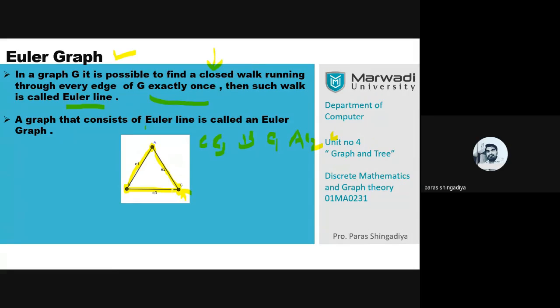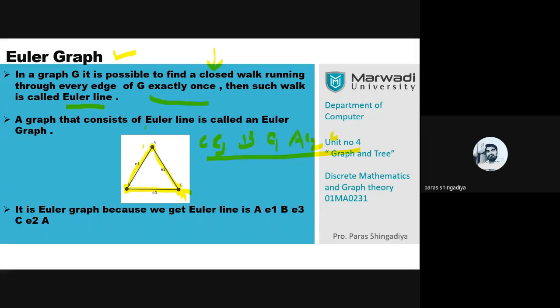That is a closed walk, and as you can check, there is no edge remaining in this graph, and every edge is used exactly one time. You have not repeated any edge more than one time. So that is known as an Euler line, and that type of graph is called an Euler graph, because we get an Euler line.